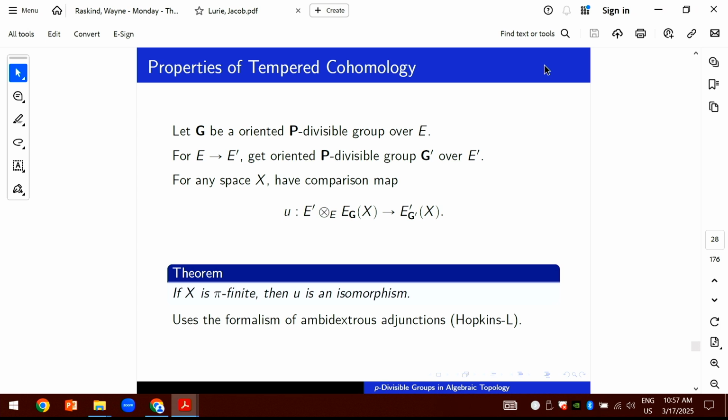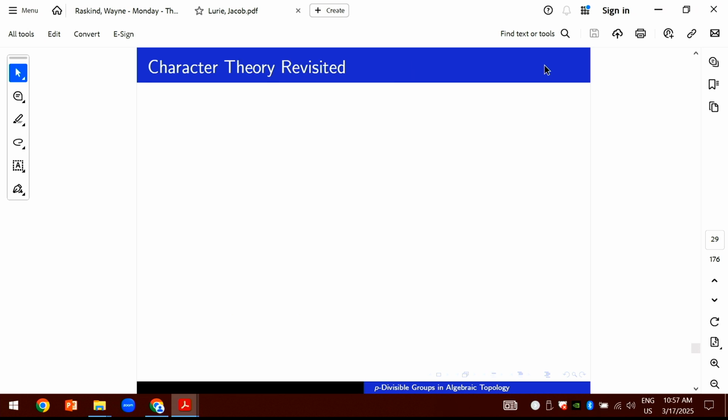OK, so now I want to get back to the application that I promised you. If you believe everything that I've told you so far, let me deduce a classical theorem of interest. Let's suppose that we have a finite group G, and we want to study the representation ring of G tensored with the complex numbers. My first observation is that that representation ring is the G-equivariant K-theory of a point. So we're taking that and tensoring it with the complex numbers.